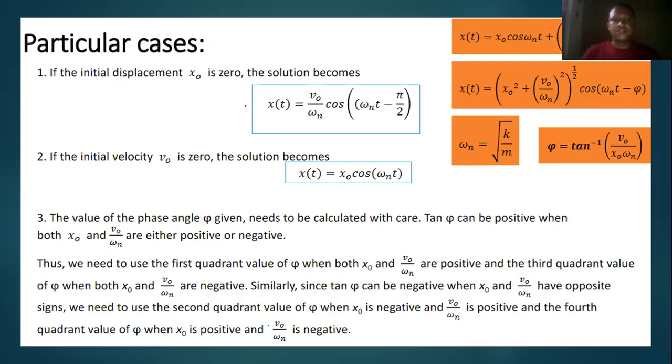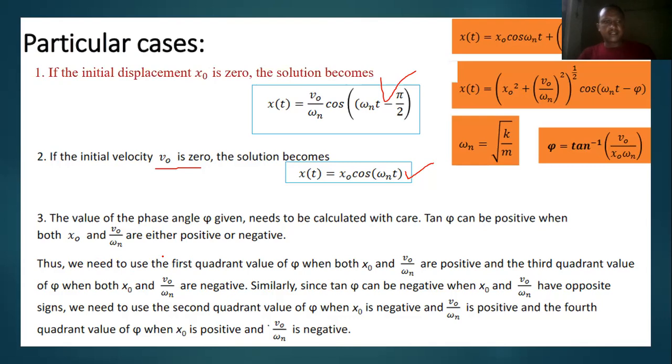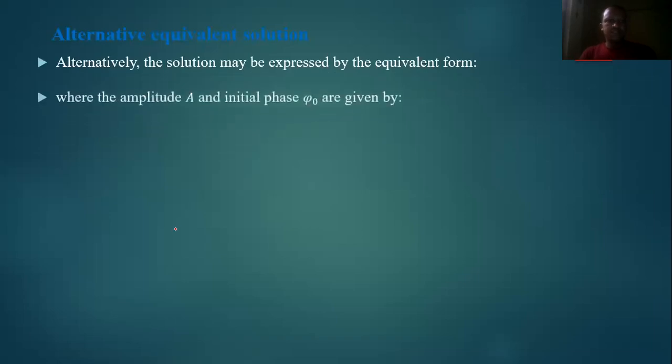So this is the particular solution. Actually, these are particular cases. When x naught is 0, meaning only the initial velocity is given and the initial disturbance is 0, our solution becomes this one. Whenever the velocity is not given initially and it is given in terms of x naught only, then this is our solution. So these are the cases, various alternative solutions actually.